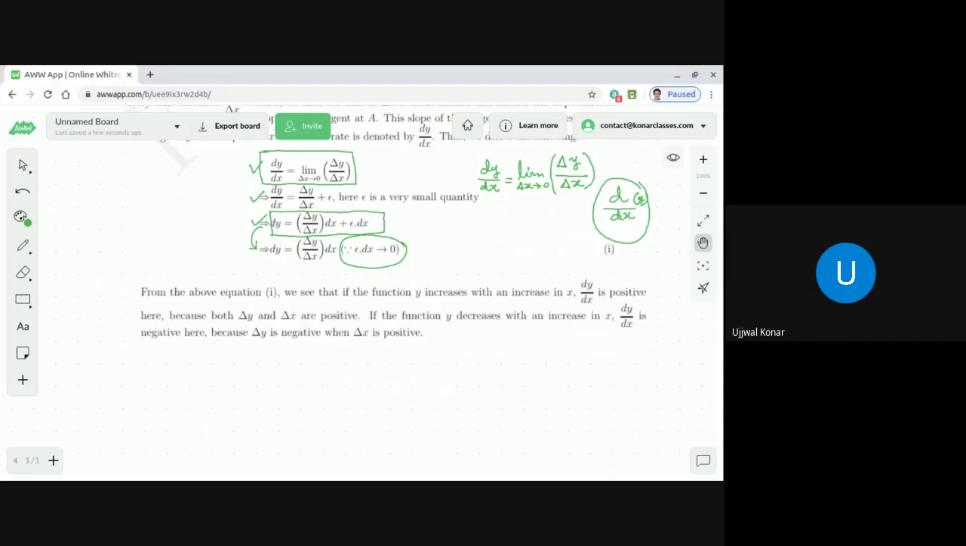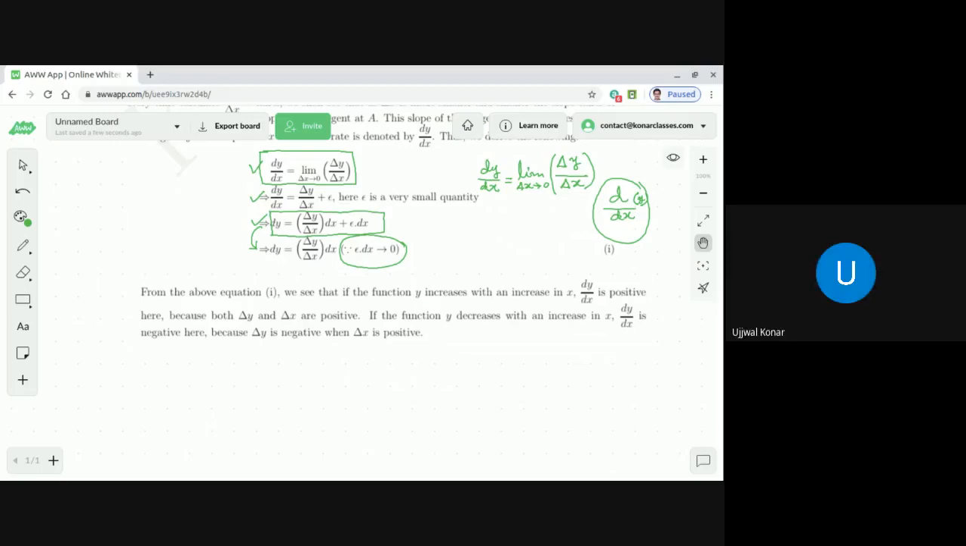Let me give you a practical example. When you are moving with a very good speed in a car and the brake is pressed, what happens? Velocity is actually decreasing. So the final velocity minus the initial velocity is negative, right? Correct or not, dear students? But your time is positive.